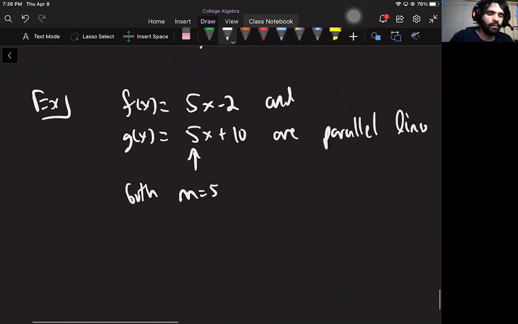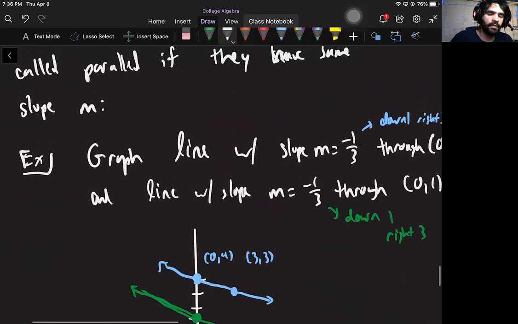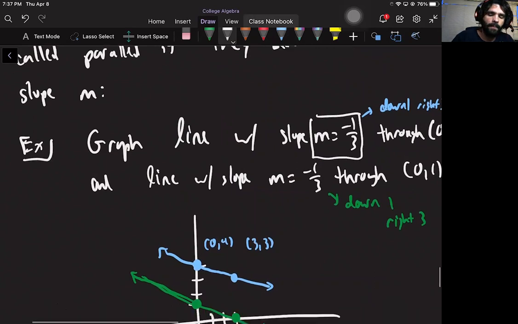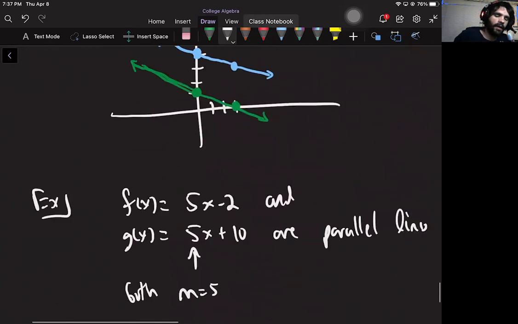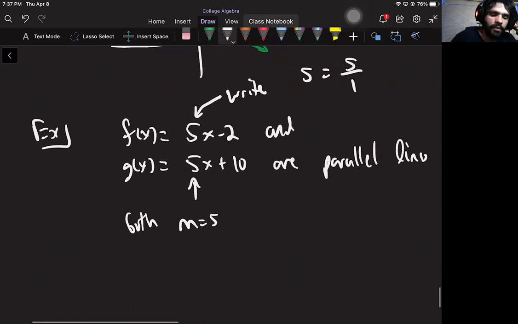Okay, which reminds me, when there are fractions here, it's sort of easy to see this means down 1, right 3. But what about if it's a whole number like 5, which is seemingly not a fraction? Well, then to do the same trick, you write 5 as 5 divided by 1. And then you can do the same trick. Okay, maybe I should have brought that up sooner.